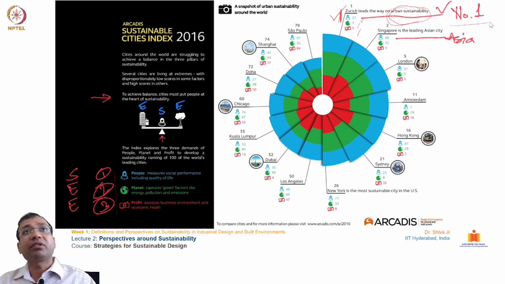The second one is Singapore. Among Asian cities, on the Asian continent, Singapore is leading the pace of such responsible development, which is the sustainable development model. The next ones are several cities like London, Amsterdam, Hong Kong, Sydney, New York and several others. You can visit to get the details of what kind of efforts are being made in different cities and countries, in what ways they are dealing with sustainable development, and how they are handling it.